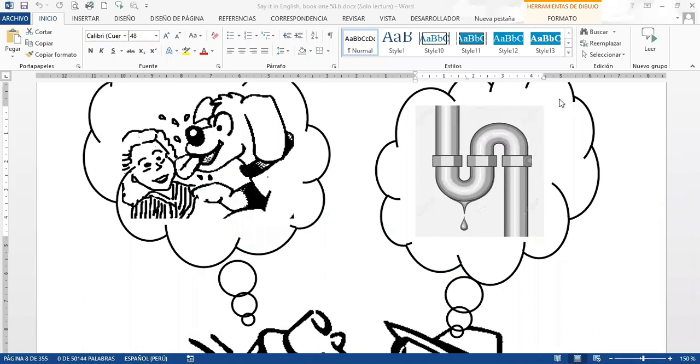Okay, si tienen alguna duda, por favor, comuníquese a través del chat. Yo les estaré leyendo para responderles, okay?